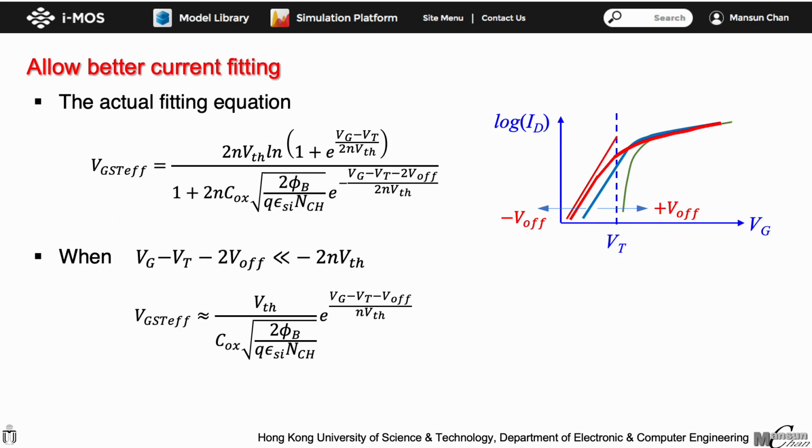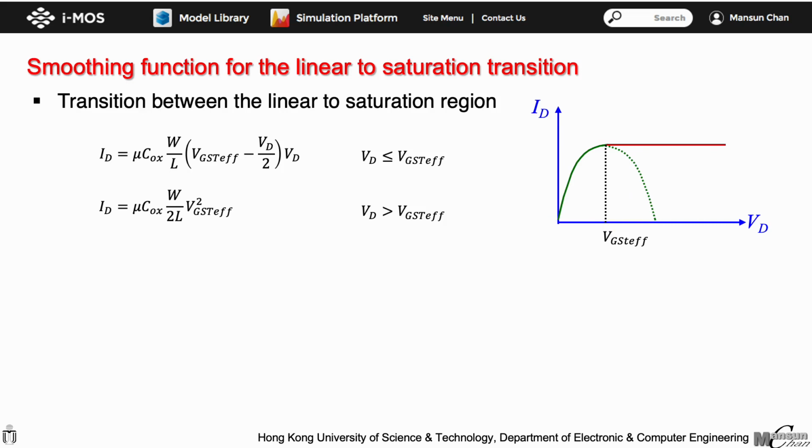Another nice property of this approach is the function becomes infinitely differentiable, and we no longer need to worry about the continuity of the function and all its derivatives. After introducing the VGST effective function, the equation to describe the MOSFET behavior reduces from 3 to 2. However, as long as there is a switching between two functions, there is a potential concern at the boundary point.